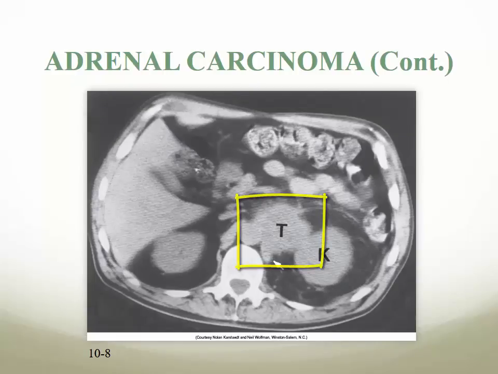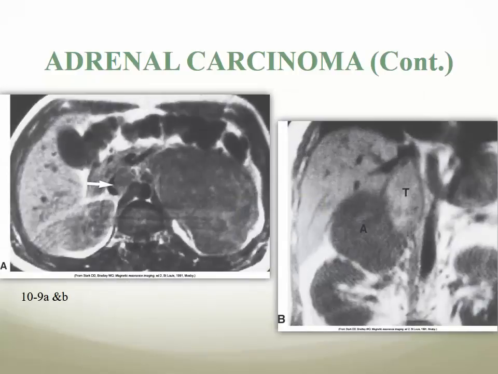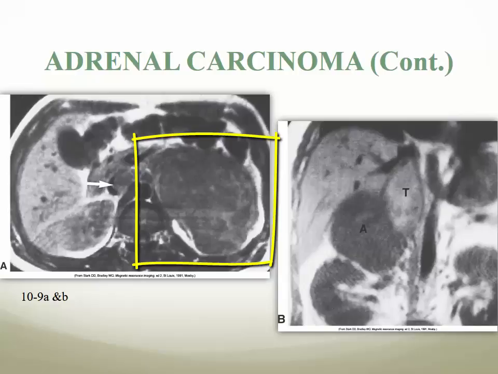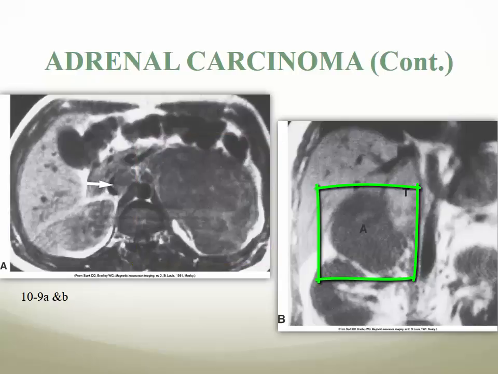The axial MRI image demonstrates a large left adrenal tumor invading the left renal vein and the inferior vena cava. In a different patient, we can see the coronal MR image that demonstrates an adrenal mass with a tumor thrombus of slightly higher signal intensity filling the inferior vena cava.